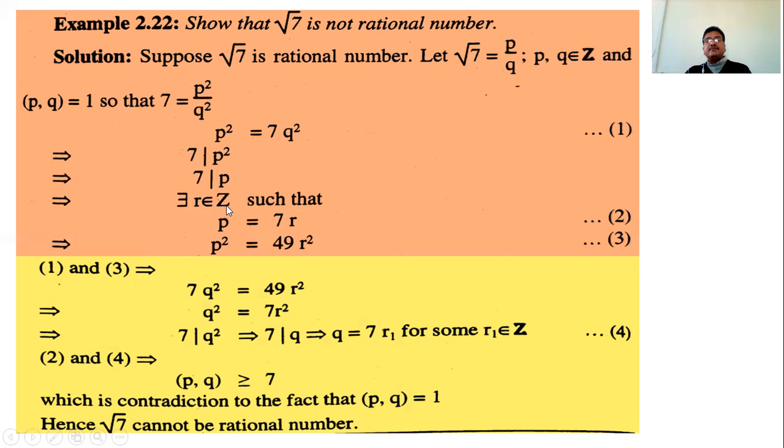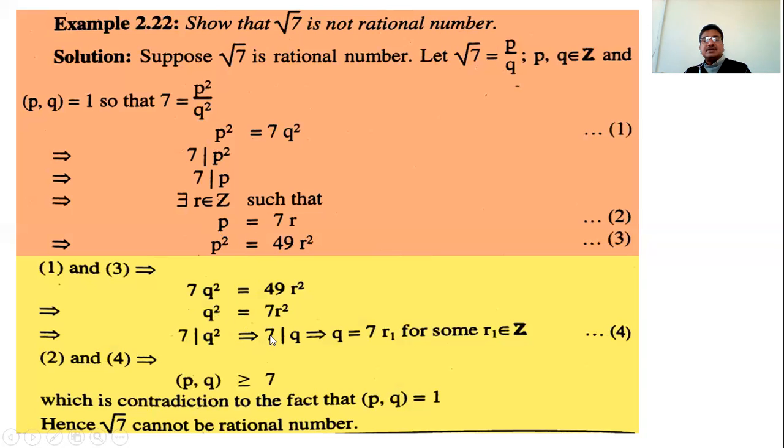So suppose there is r in Z such that p is equal to 7 into r. Then squaring both sides, we have p square is equal to 49 r square. And then write this value of p square as 7 into q square. So 7 into q square is equal to 49 r square, and dividing both sides by 7, we have q square is equal to 7 r square. This implies 7 divides q square, because q square is expressed in the form 7 into some integer. This r square is an integer because r is an integer.